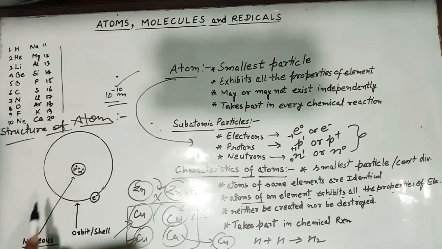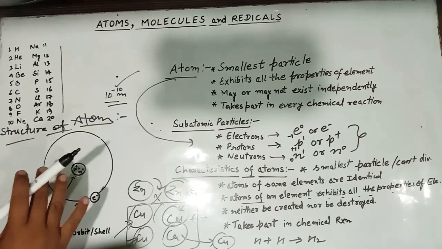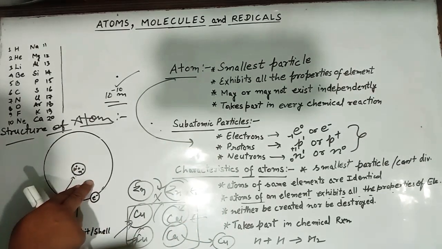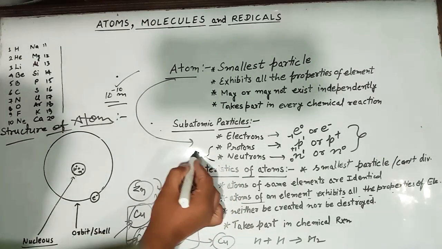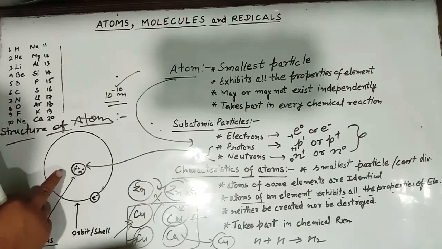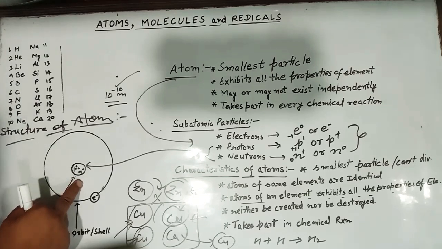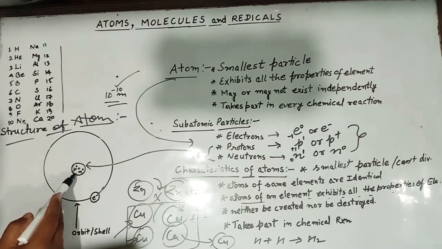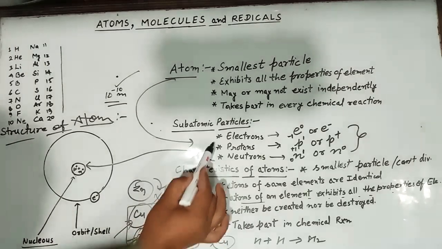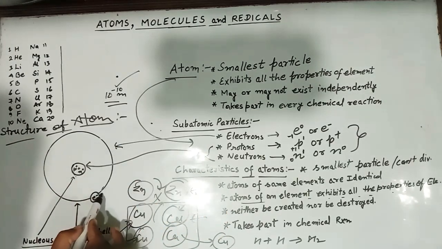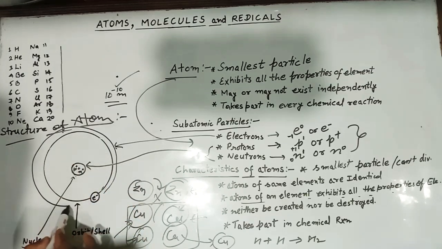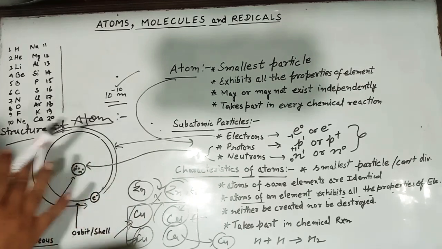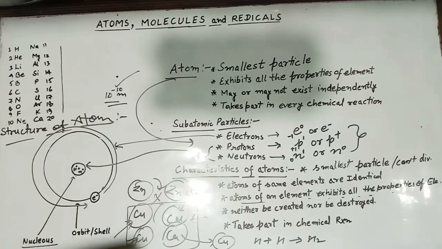So what is a nucleus? The nucleus is the center of that atom, which contains two of the subatomic particles. What are they? They are protons and neutrons. These two particles will be in the nucleus, the proton positively charged and the neutron neutral. And all the mass of the atom is centered in the nucleus only. And the electron, that negatively charged particle, will revolve in this orbit or shell like this. This is an imaginary path in which the electron will revolve. So this is the basic structure of an atom. Thank you.